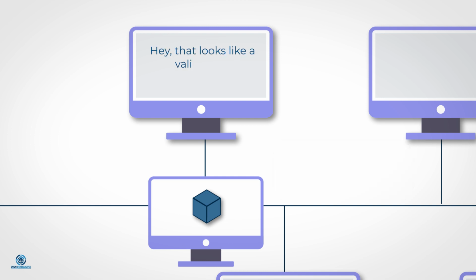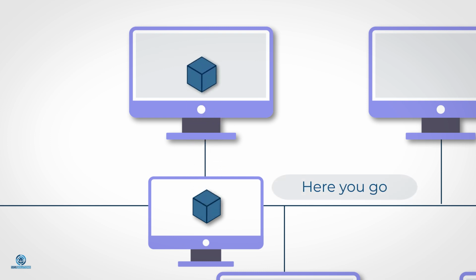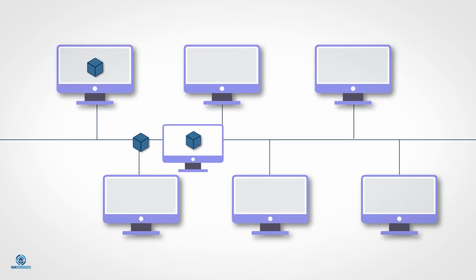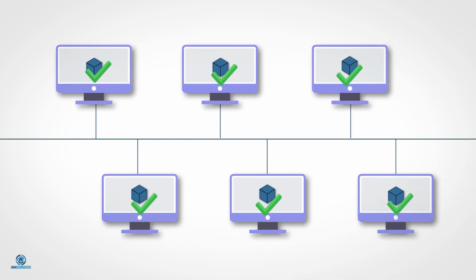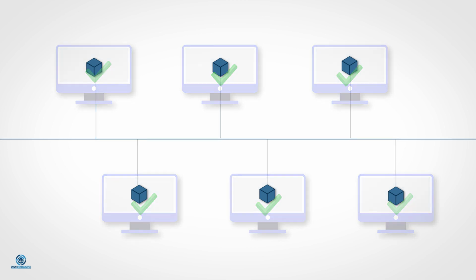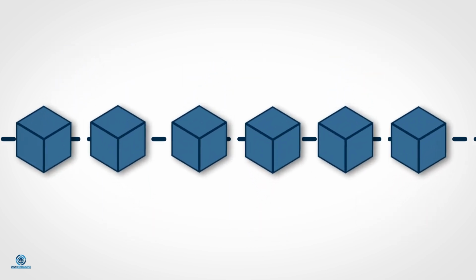"Hey, that looks like a valid block. I validated that hash. Please send me the whole block." "Here you go." So that process repeats, and again the whole network agrees that this new block is valid. Once all the nodes on the network have that new valid block at the tip of their blockchain, they remove all of those transactions in the block from the mempool.